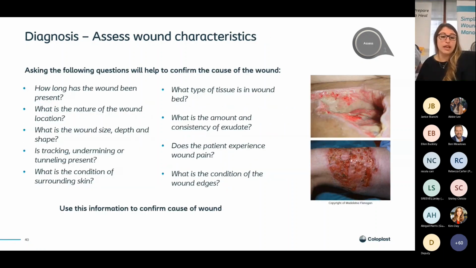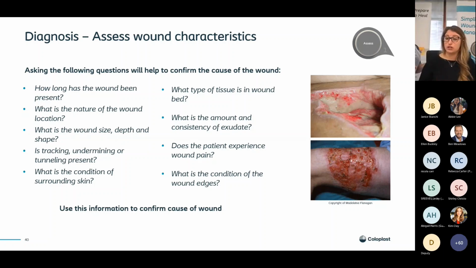So these are questions that can help you when you are doing a wound assessment to confirm the cause of a wound. How long has that wound been there? Is this quite an acute wound? Has this only been going on for a few days? Or has this patient had this wound for 6 months, a year, 2 years, 20 years? And what is the nature of the wound? Whereabouts is it? What's the location of it? What do you think could be the cause of that wound?